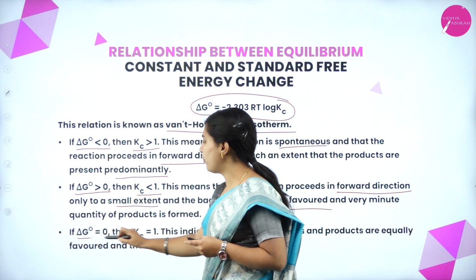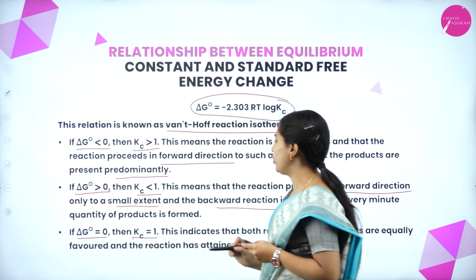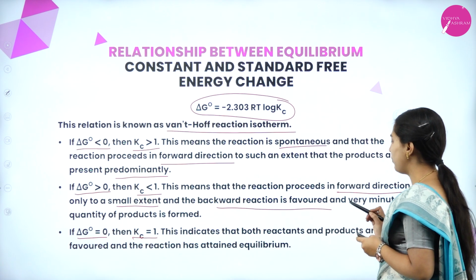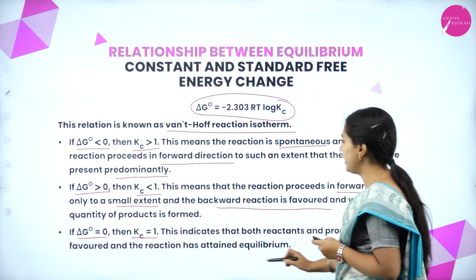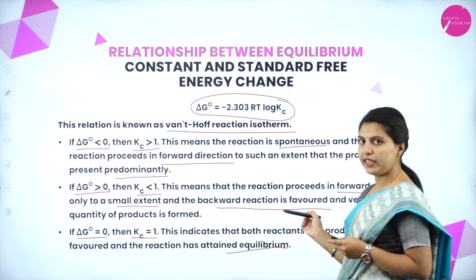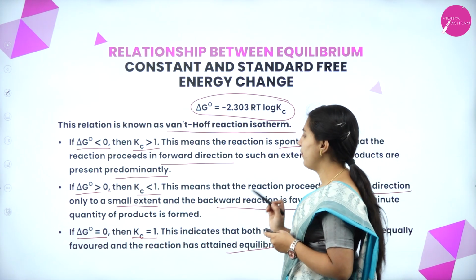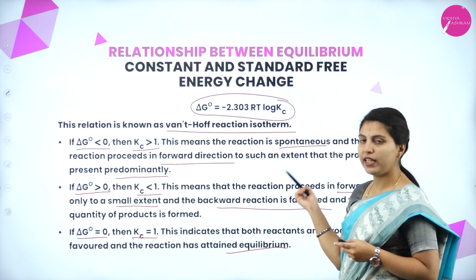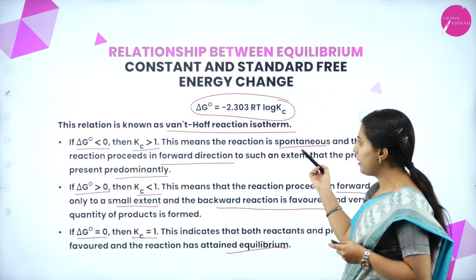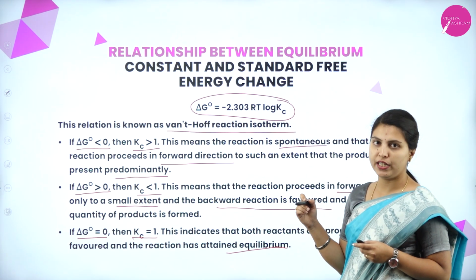If delta G equals 0, then Kc equals 1. This indicates that both reactants and products are equally favored and the reaction has attained equilibrium. Here reactants and products are equally favored. Okay, these are the three cases in the relationship between the equilibrium constant and the standard free energy.